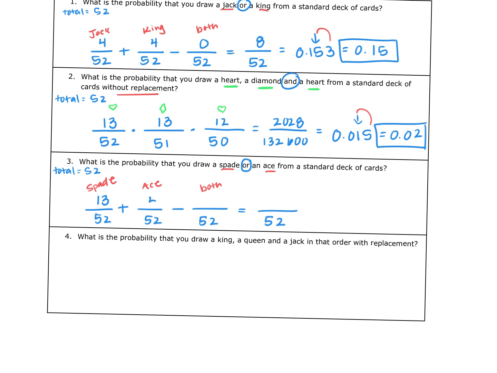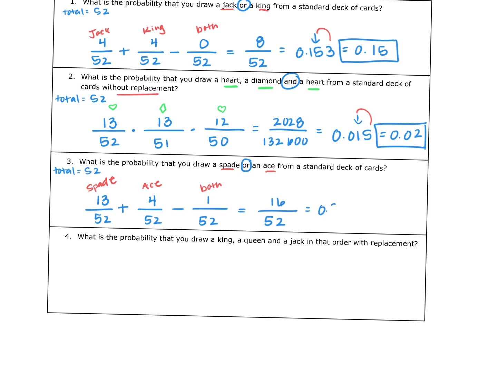There are 4 aces. And then I'm going to look in my spade row. In any of the spade row, are there any aces? Yes, there is one of them. So I'm going to put that one right there. So 13 plus 4 is 17, minus 1 is 16. So I'm going to take 16 and divide it by 52.